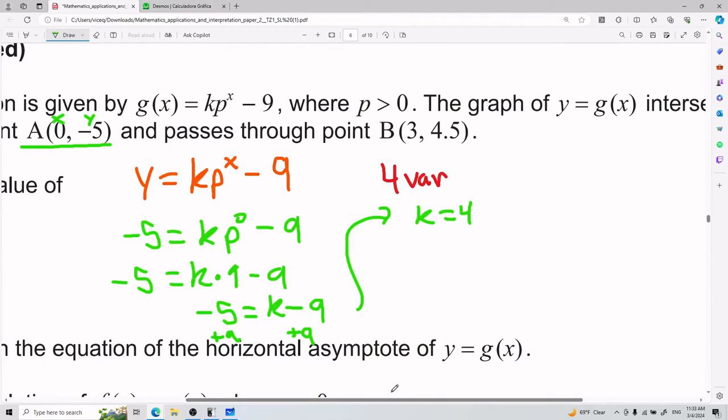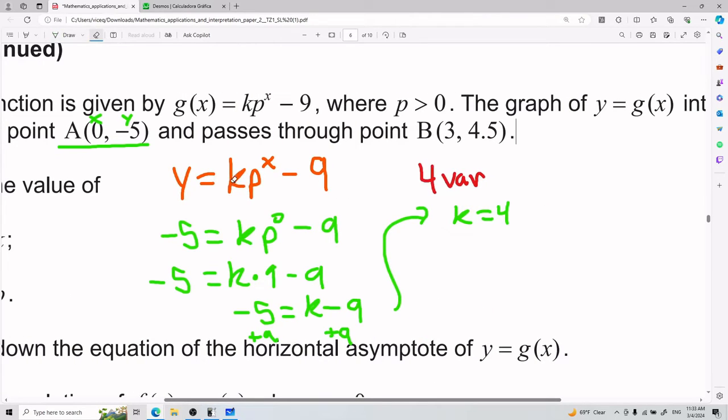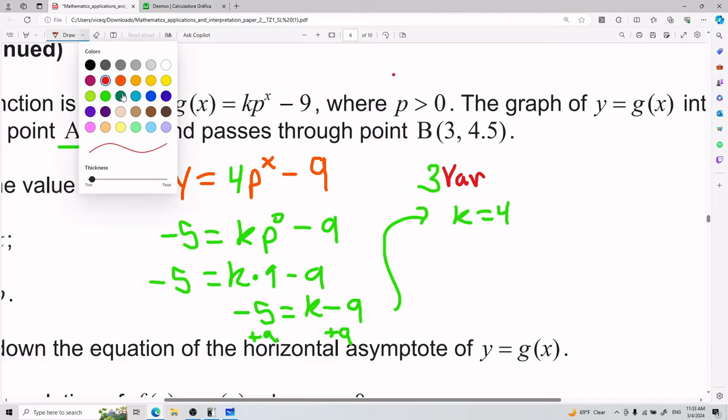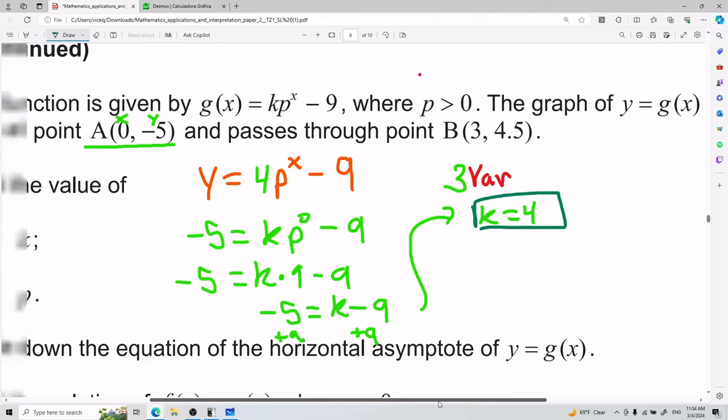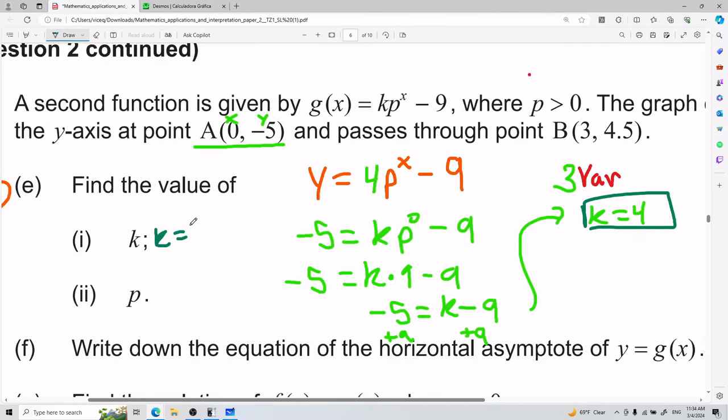So now I have k equals 4, which means that in my original exercise, I now went from having 4 variables to having 3 variables. So now I'm a lot happier. What does that mean when I plug in this point here? These 3 variables are going to go to minus 2 variables. I end up with just 1 variable, which is what we want. Just wanted to mention that so you understand the way of thinking, the intuition. So k equals 4. That is going to be this part here. So k equals 4.